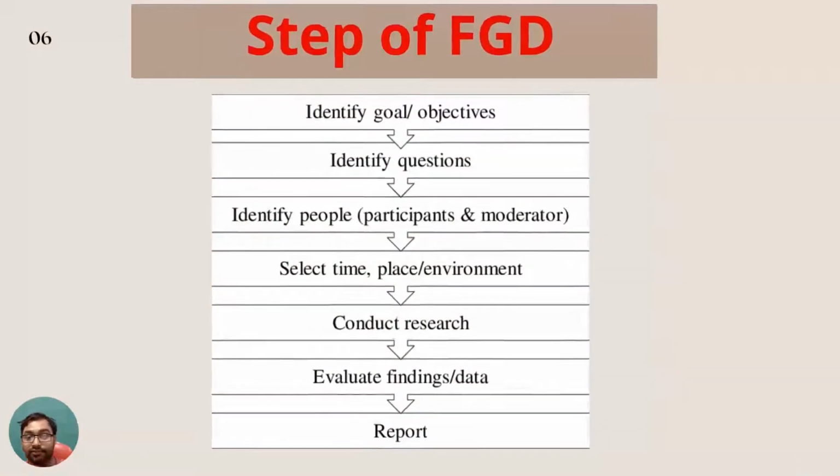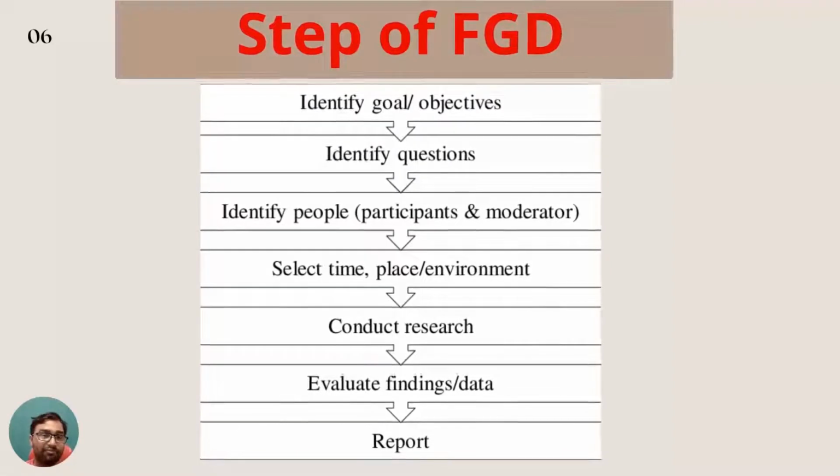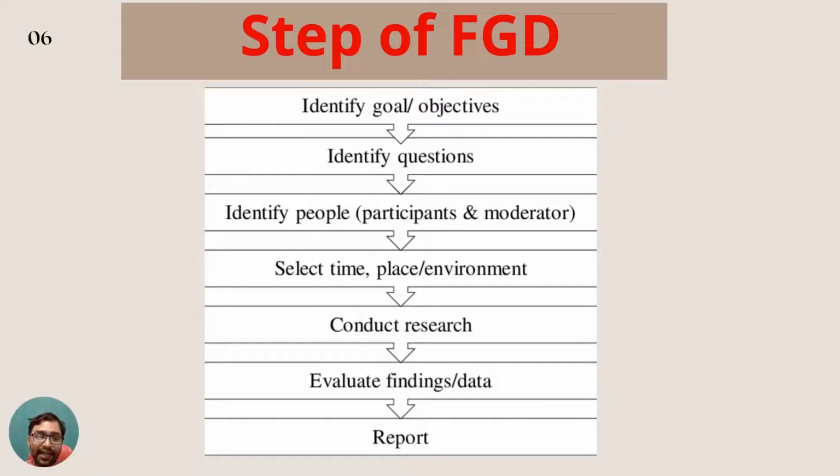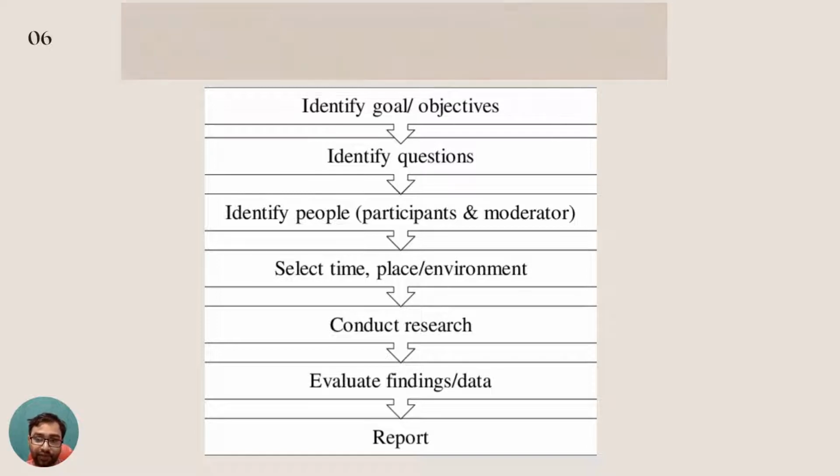The next point is the setup of FGD, that is, how to set up an FGD. That is planning for FGD. Identify your goals and objectives. Identify questions. Identify people, participants, and the moderators. Select time, place, and environment. Conduct research, evaluation, findings of data, and reporting.